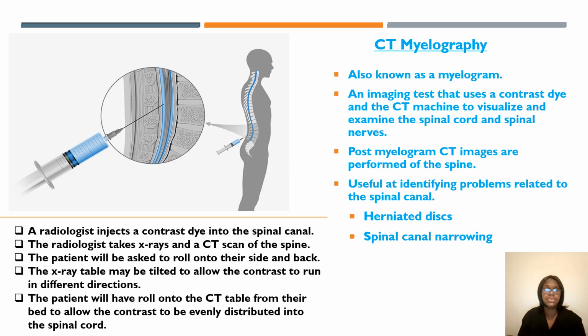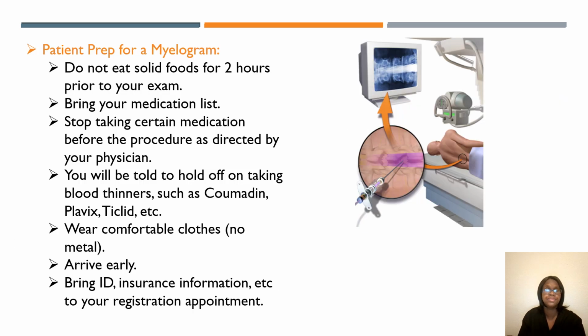You have your CT myelogram, which is going to be performing CT images of the spine, mainly used for herniated disc and spinal canal narrowing. You have the radiologist that will inject that contrast dye into the spinal canal. So just make sure that your patient is not allergic to iodine before starting. And this is just a prep for a myelogram for the patient to follow. Most of the time, scheduling or their doctor will give them this information, but you do need to double check and make sure that they have been following this prep before you start. Also, make sure that they are not allergic to iodine. That's very important.